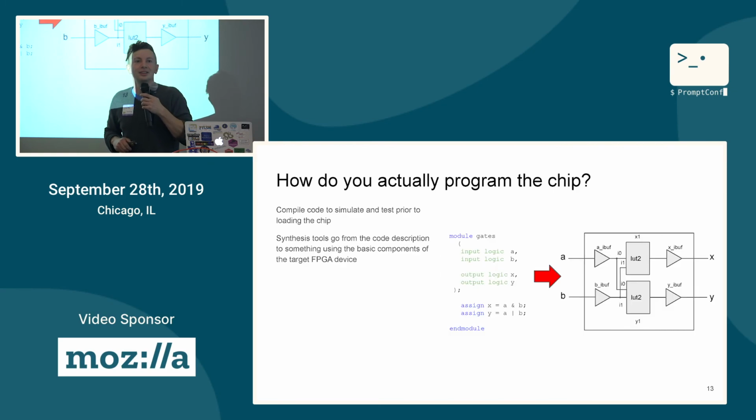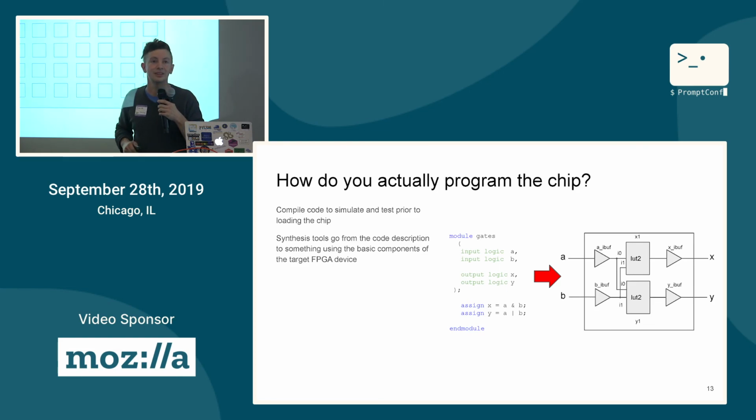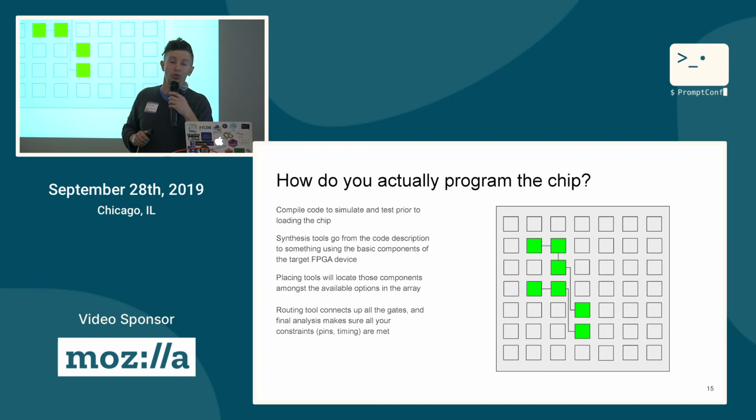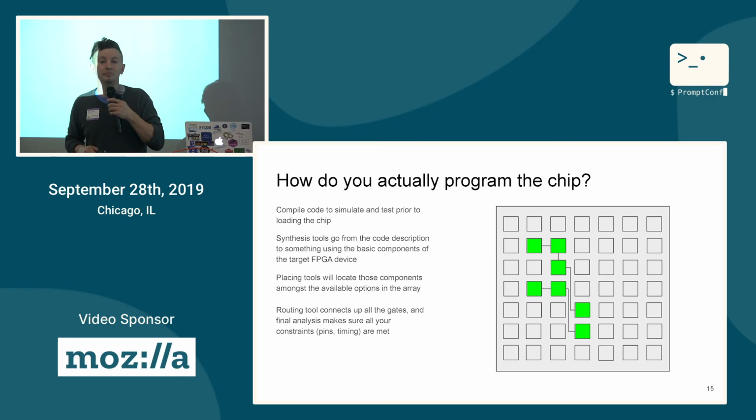chip. After you compile the code, Synthesis is going to take the code and turn it into a lower level sort of layout of what those basic components of the target device are going to be. Then placing tools are going to take those components and actually put them around on the chip. They're going to be placed on the different locations based on what those components need to be. And then routing tools are going to go in and route the logic in between those different chips, making sure that all of your constraints for timing or pin layout end up getting met.